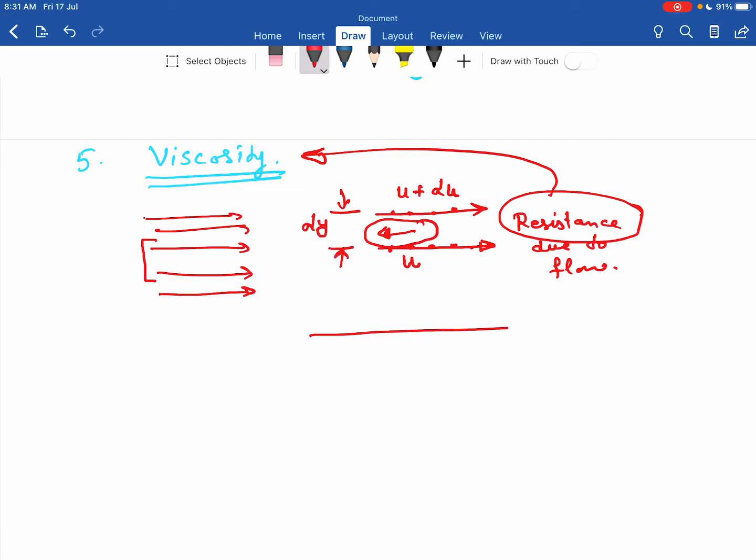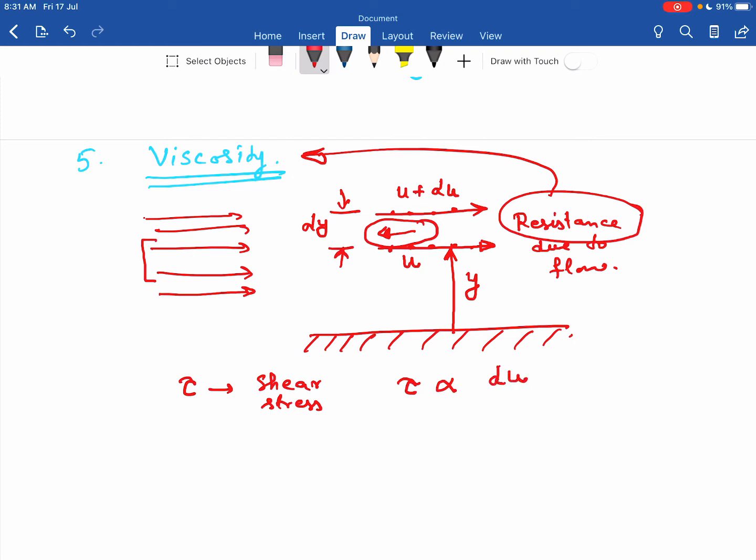Okay. Now if we talk about from the reference or from the bottom surface, the distance of the lower layer is y and the upper layer is y plus dy. Now we can write tau, the resistance force per unit surface area between the two layers. This tau is the shear stress between these two successive layers. So tau is proportional to the difference in the velocity of layers and inversely proportional to the distance between the two layers. So tau is proportional to du by dy.